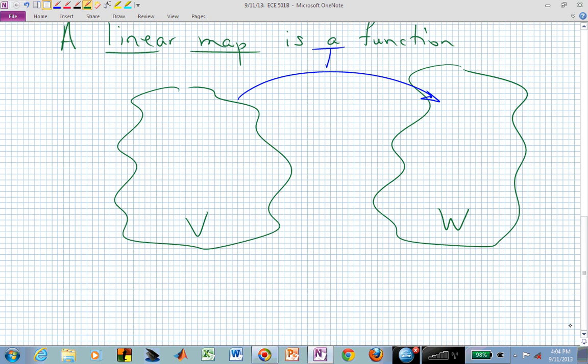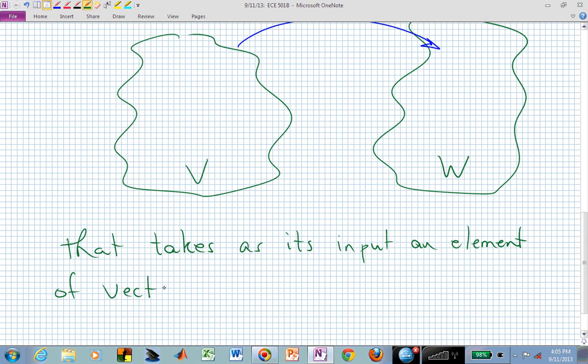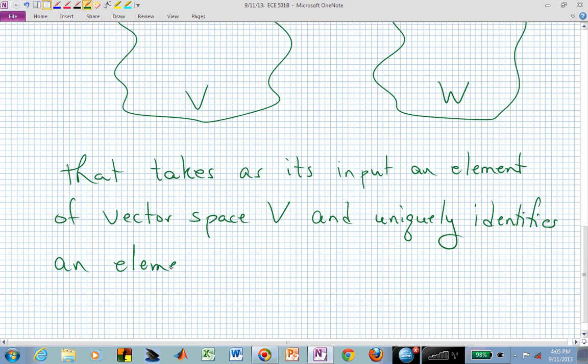A linear map is a function that's going to take, let's say as its input, an element of vector space V, and uniquely identifies an element of vector space W. And that's what we tried to show graphically.